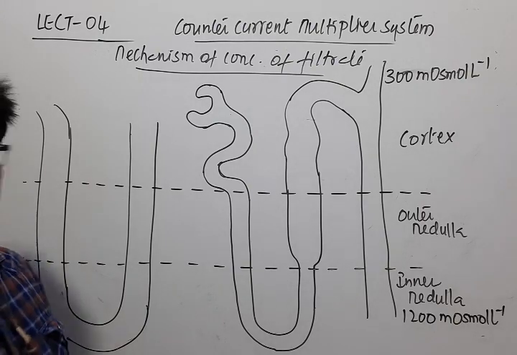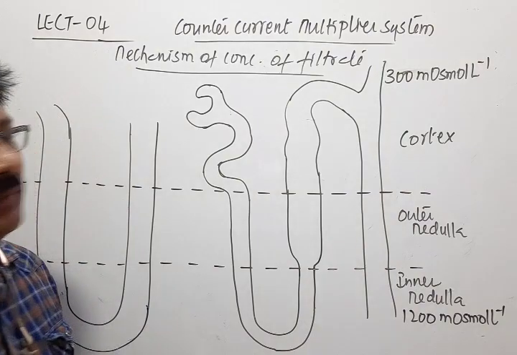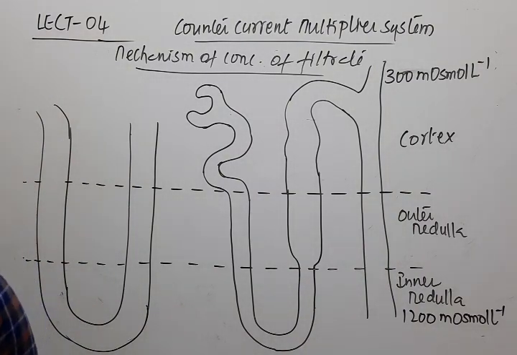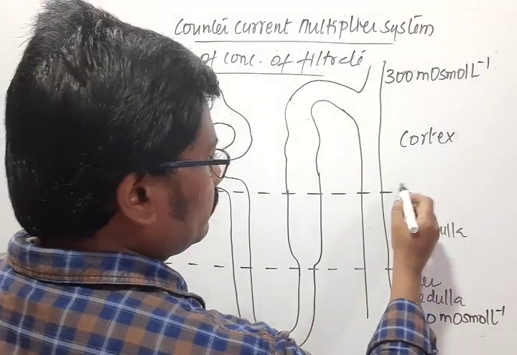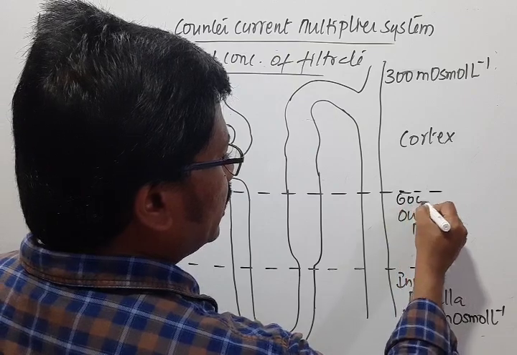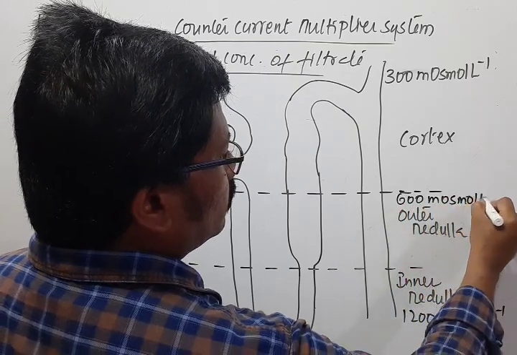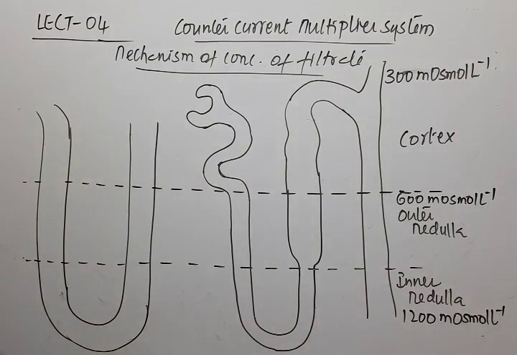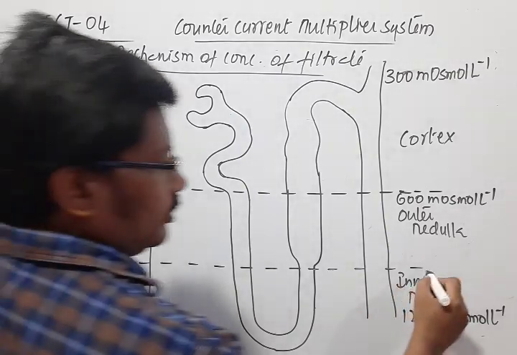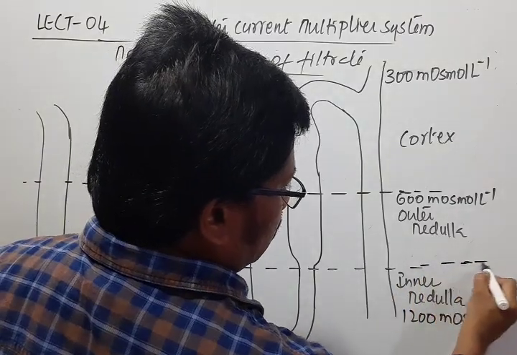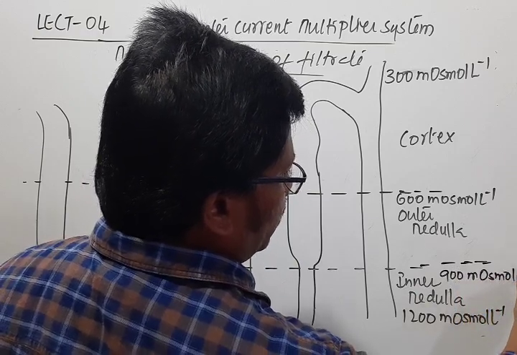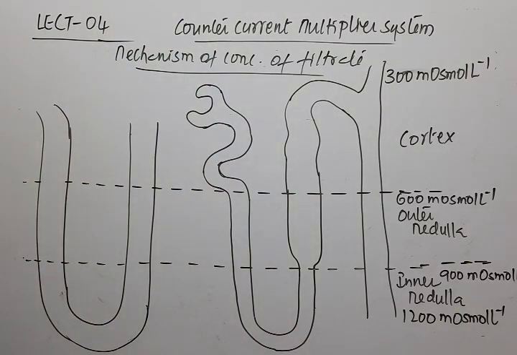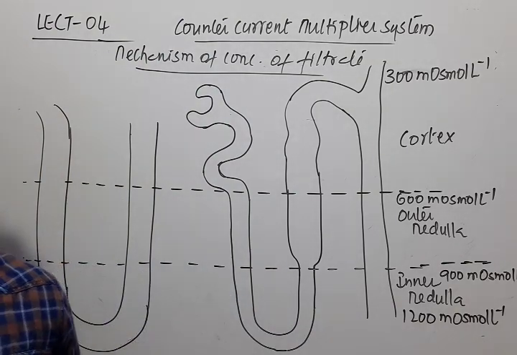You will see around 600 milliosmoles from 300 in the outer medulla region. So here you may find 600 milliosmoles per liter, and then increasing to 900 milliosmoles per liter, and finally to the deeper part, 1200 milliosmoles per liter.